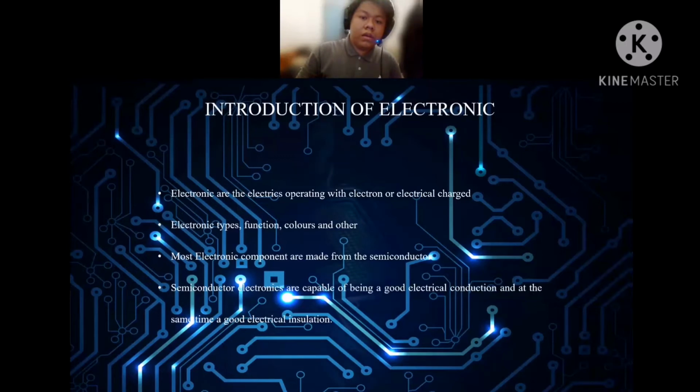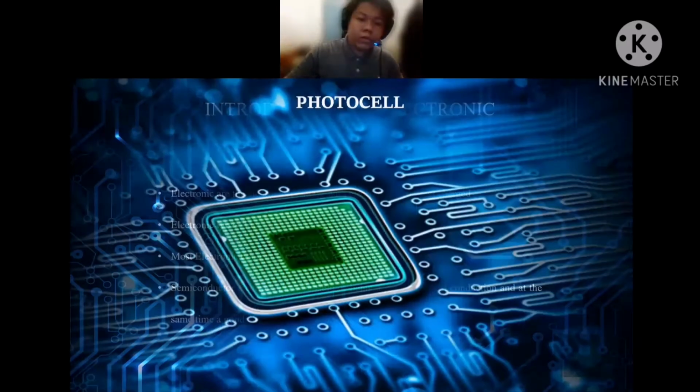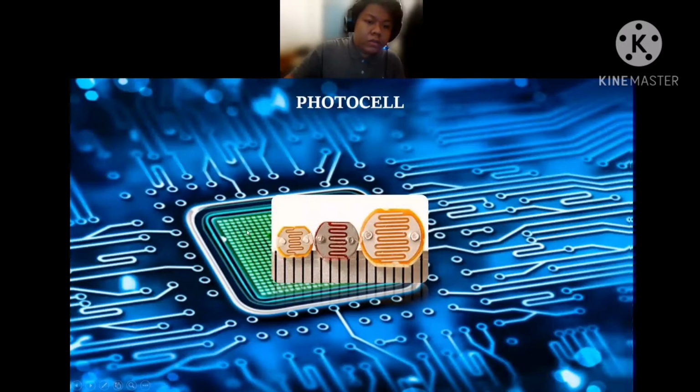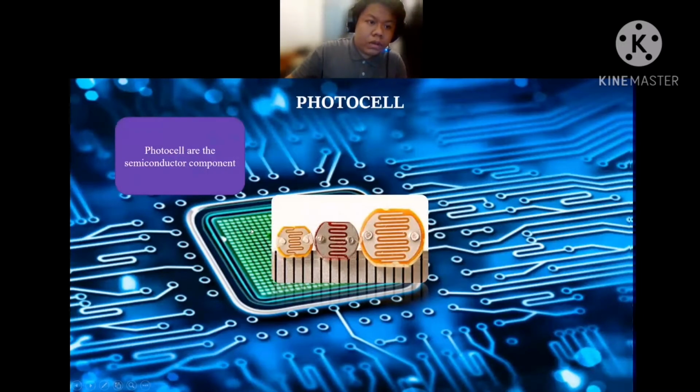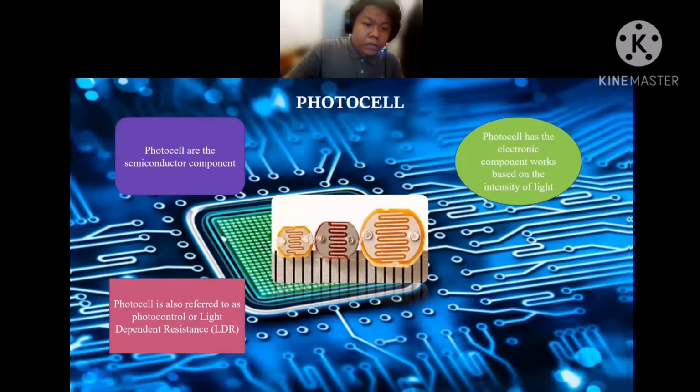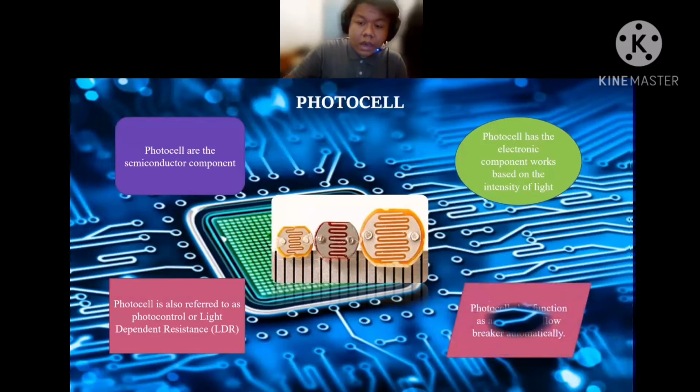Okay, today our team wants to present about the photocell. The photocell is one of the semiconductor components. A photocell is an electronic component that works based on the intensity of light. It is also referred to as a photo control or light dependent resistor, and a photocell also functions as an electrical flow breaker automatically.